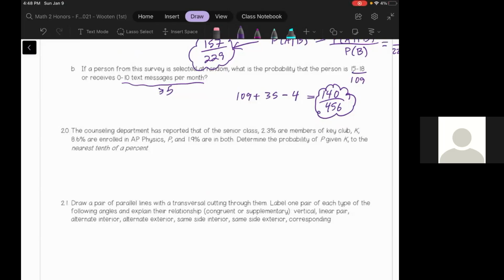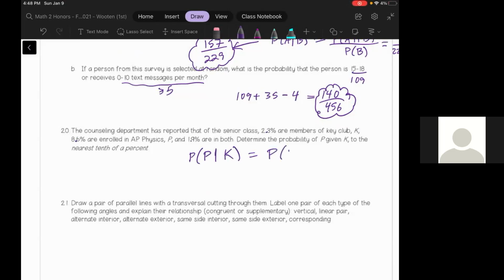Counseling department has reported that of the senior class, make sure to put these decimal points in. 2.3% are members of Key Club, 8.6% are enrolled in AP Physics, and 1.9% are in both. Determine the probability of P given K to the nearest 1/10 of a percent. We're looking for the probability of in physics, given that they are in Key Club.